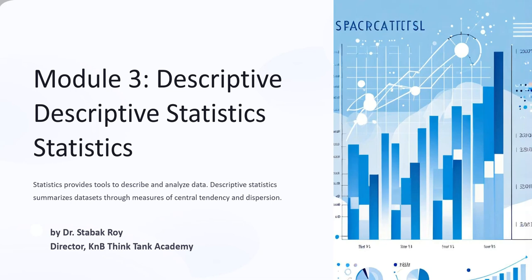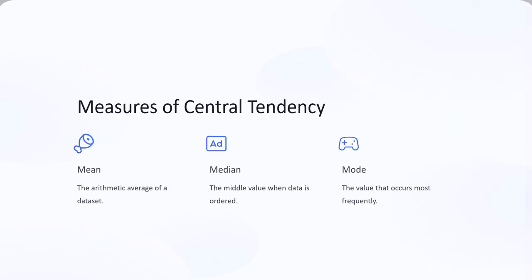So in module 3 we will discuss descriptive statistics. In descriptive statistics, it is very common, everybody knows it from graduation level. We will discuss central tendency and dispersion. In central tendency we will discuss the mean, median, mode, and in dispersion we will discuss standard deviation and mean deviation. In measures of central tendency, we mainly focus on three basic things.